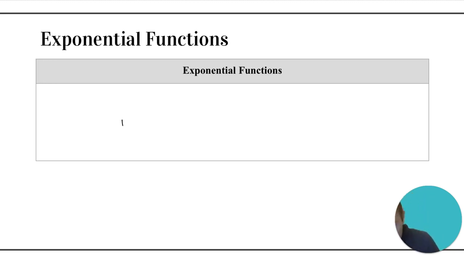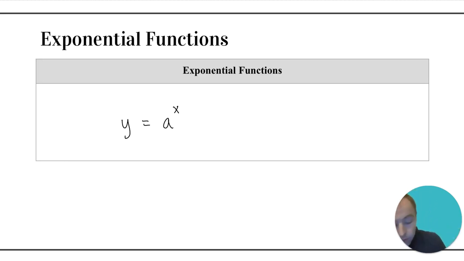And that would be to have the dependent variable of y set equal to some number a raised to the independent variable x power. So basically you have x in the exponent when you have an exponential function, and then the base of that power is a number. So like if you have y equals 2 to the x, that would be an exponential function.